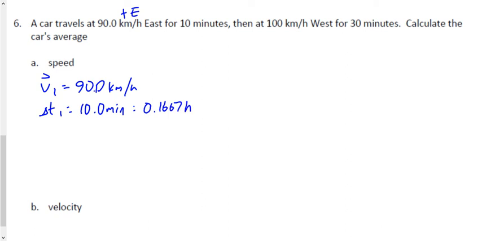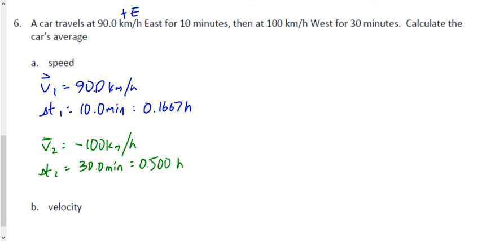All right, good. There's my velocity in stage one. There's my time in stage one. Good. Let's worry about stage two now. In stage two, we're going to say my velocity is negative 100 kilometers per hour. And we're going to say my time interval is 30 minutes, which ends up being 0.500 hours. Good?